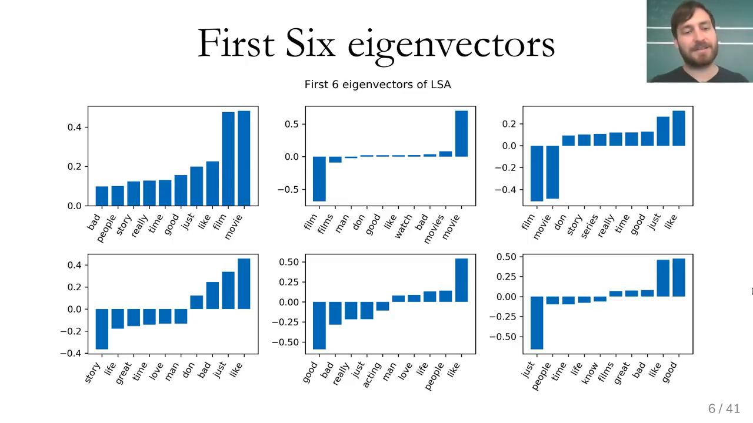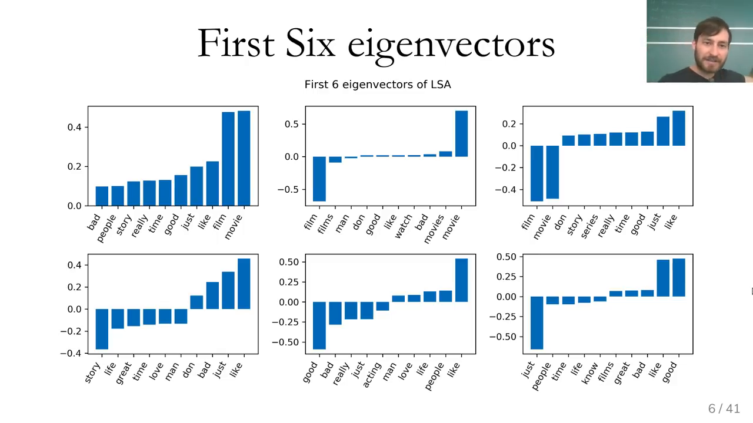The first one, as I said, is usually something like pointing towards the mean, and you can see this by all of them being positive. I removed the stop words, but I didn't remove movie and film. Movie and film are very, very common words in this data set, obviously. And like, just, and good are all very common words. So the first component basically just captures what are the most common words in this corpus.